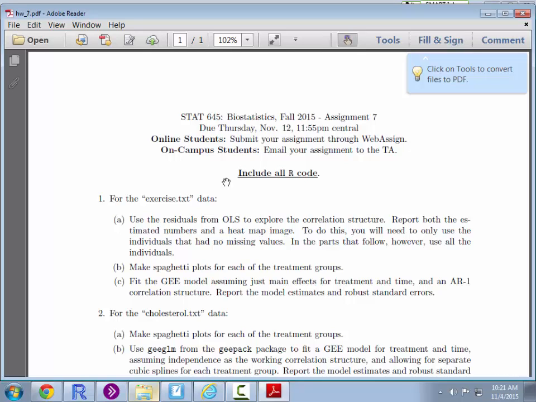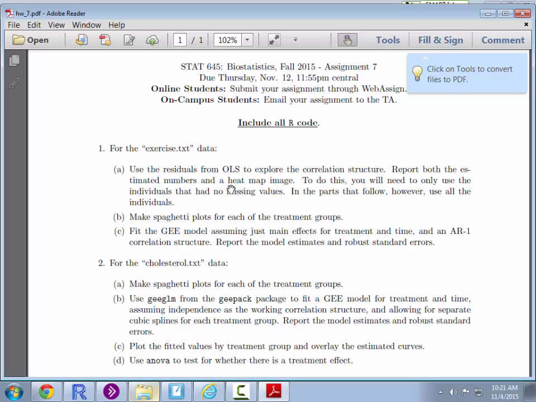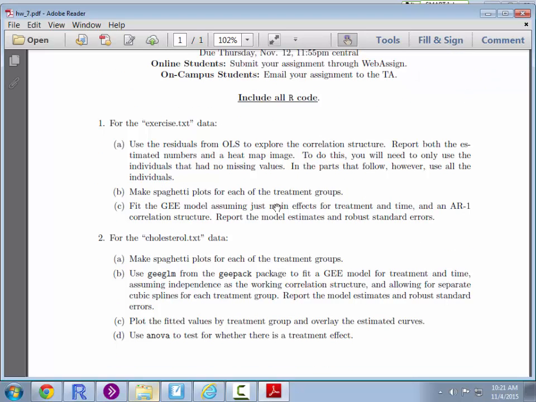Okay, so homework 7 is posted, and it is more correlated data analysis. Two data sets, the exercise data and the cholesterol data, and I posted documentation for them on the discussion board. So see that to see what the variable names are and all that.